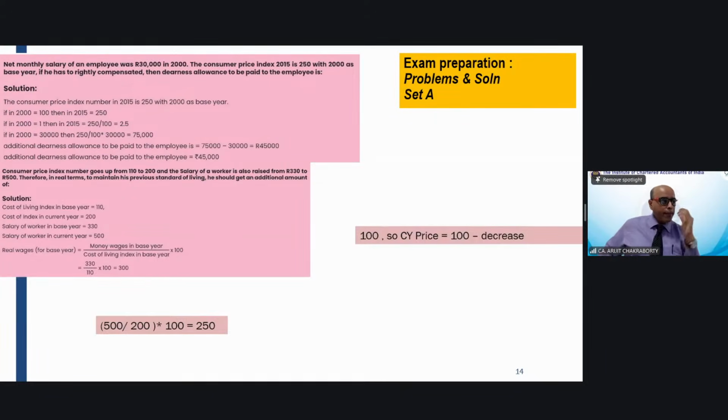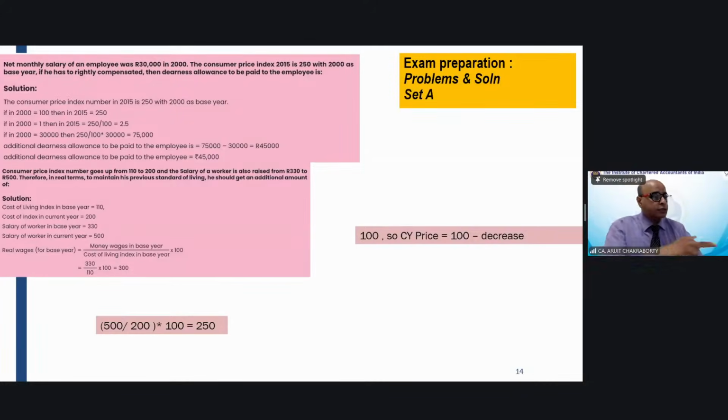So we can see the base year cost of living index is 110. Usually we take it as 100, but here it is given that we will take 110. In the current year, the cost of living index has become 200. Salary of the employee in the base year is 330. Salary of the worker in the current year is 500. But these are nominal figures.